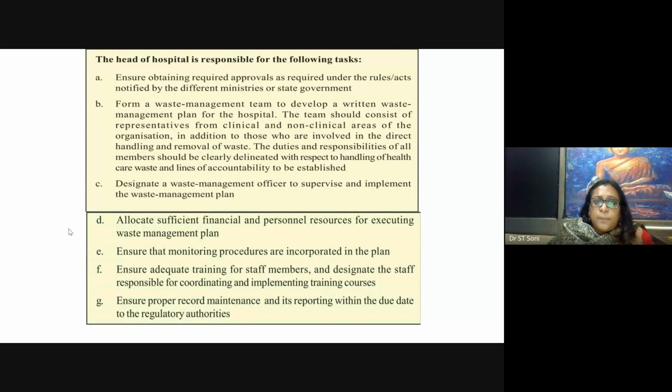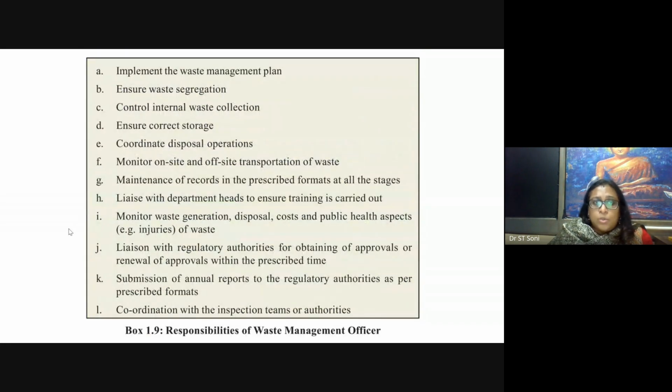So the head of the organization has to ensure all approvals. Definitely, as per the biomedical waste management rules, the legal license has to be in place. All the forms are supposed to be submitted right on time. Designate a waste management officer, allocate sufficient funds, and monitor it. Okay, ensure the training and appropriate record maintenance also. So implement a waste management plan.